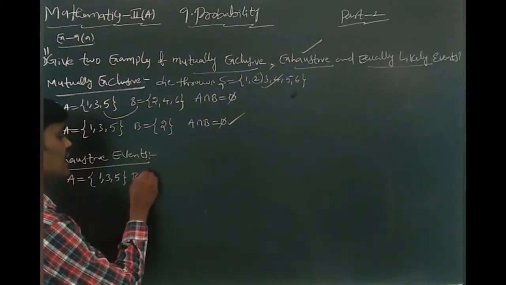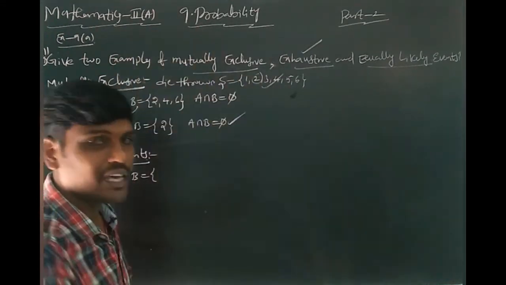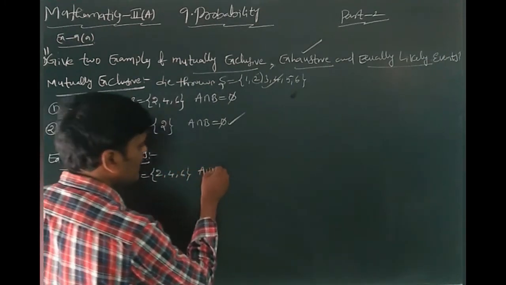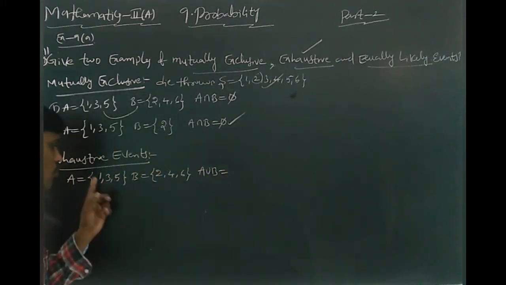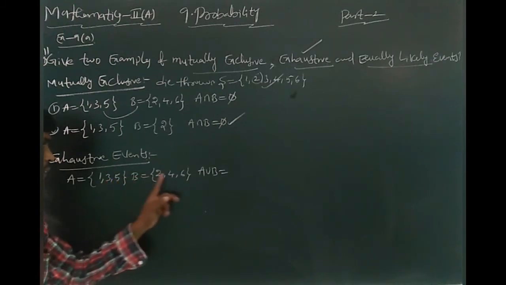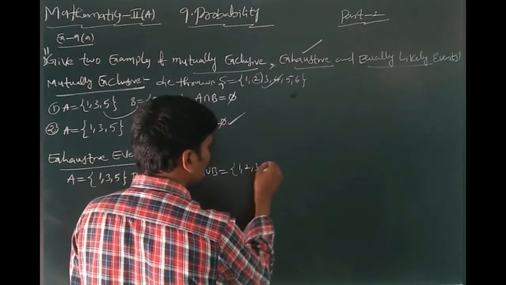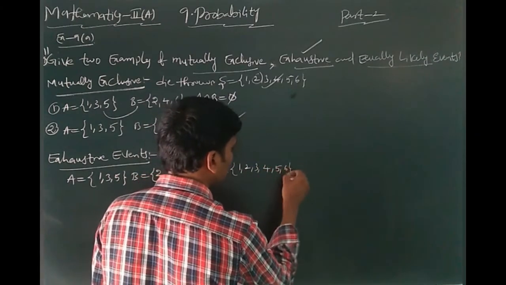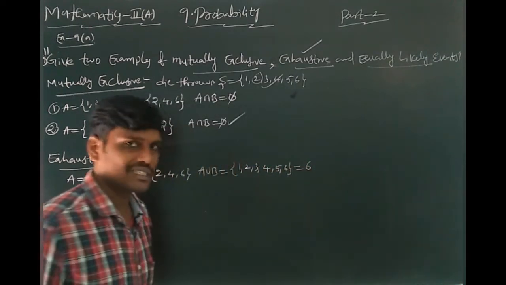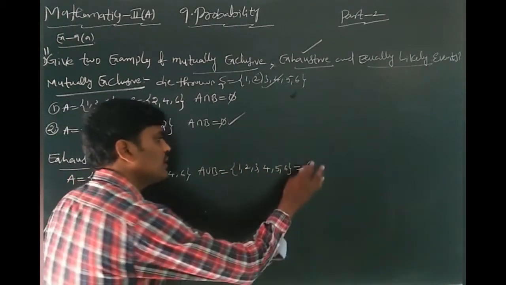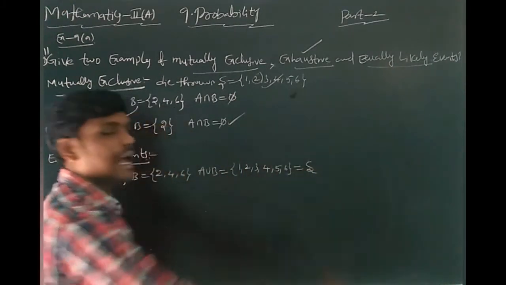B is the selected numbers being even, nothing but 2, 4, 6. Then A union B is 1, 2, 3, 4, 5, 6. That is A union B, and its value equals 6 elements. This is a mutually exhaustive pair of events, nothing but the union equal to the sample space.